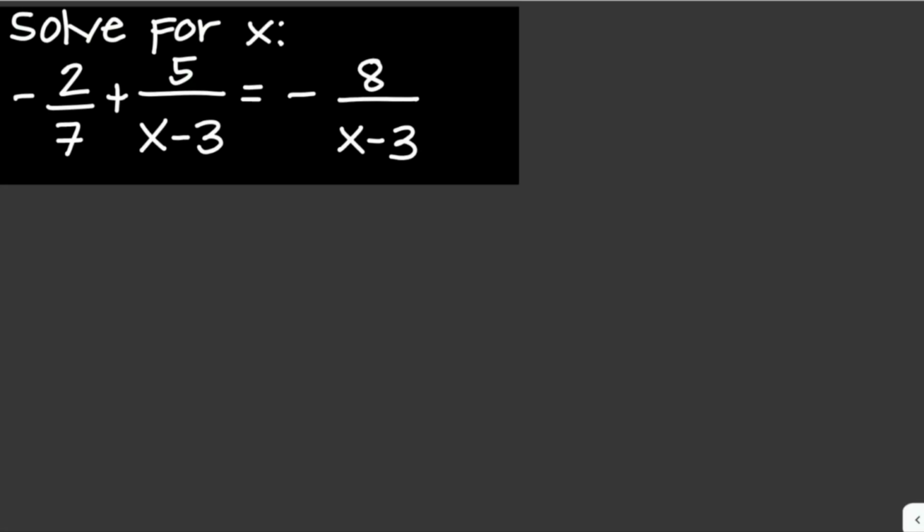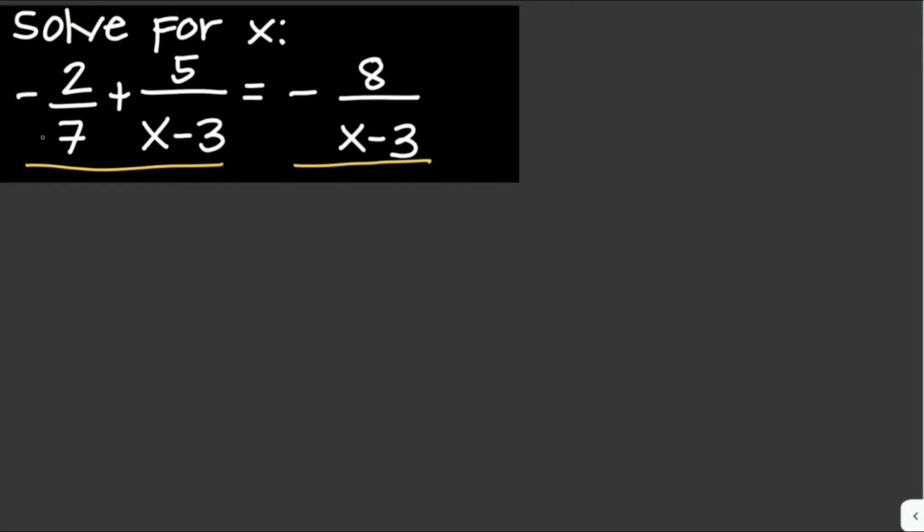Okay, we can simplify both the expressions on the left and the right. We can combine these expressions and isolate the variable x. Since the expression on the right is already simplified, we just need to simplify the expression on the left. Now we have negative 2 over 7 plus 5 over x minus 3. So we need to get the LCD of this expression here. So our LCD would be 7 times x minus 3.